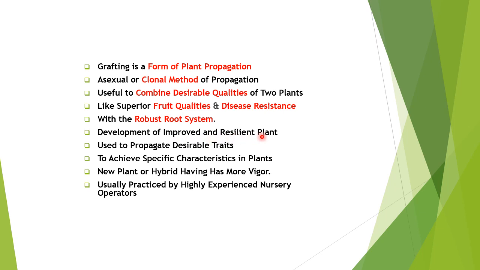What will be the result of this technique? You will have an improved and resilient plant, because you are taking a robust root system, and it is used to propagate desirable traits. Desirable traits are what you see in a fruit tree, in an ornamental plant, and in certain vegetables also, to achieve specific characteristics in plants. And a new plant or hybrid plant has more vigor, which we call hybrid vigor.